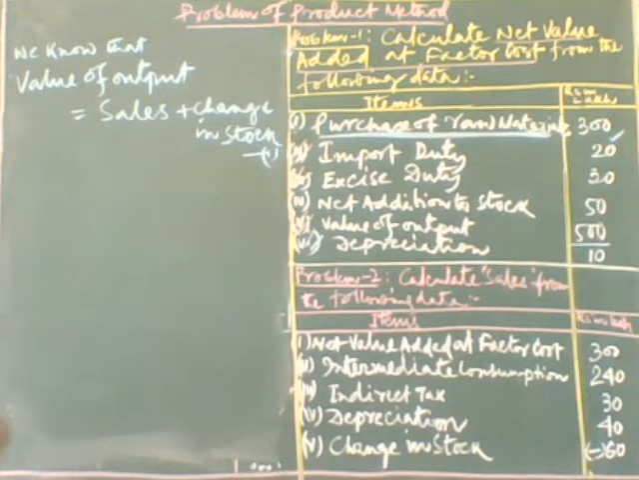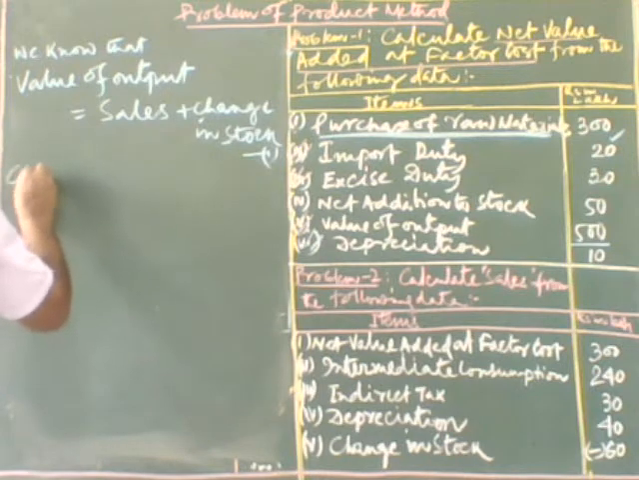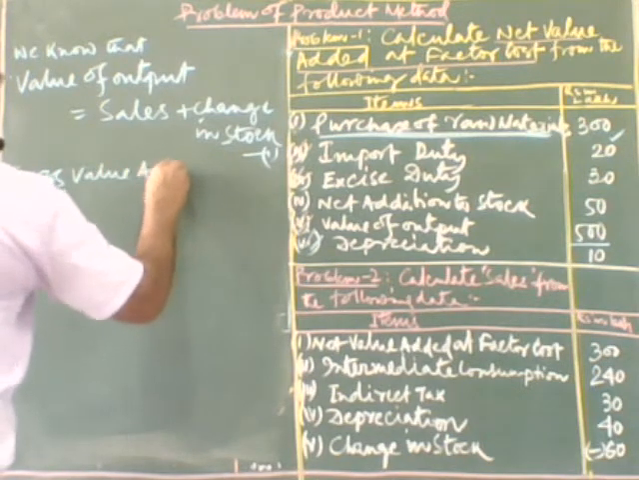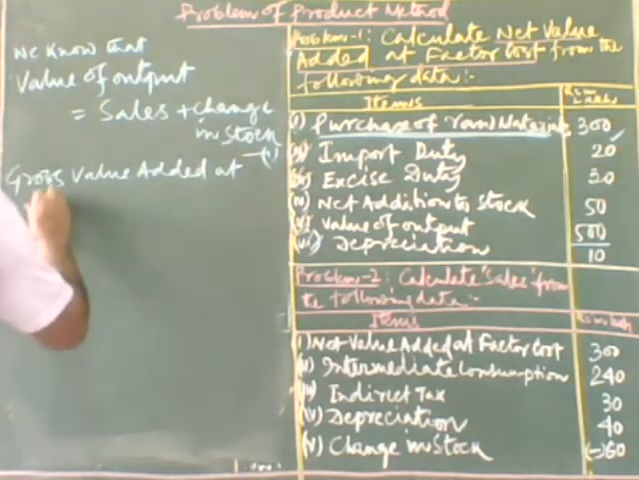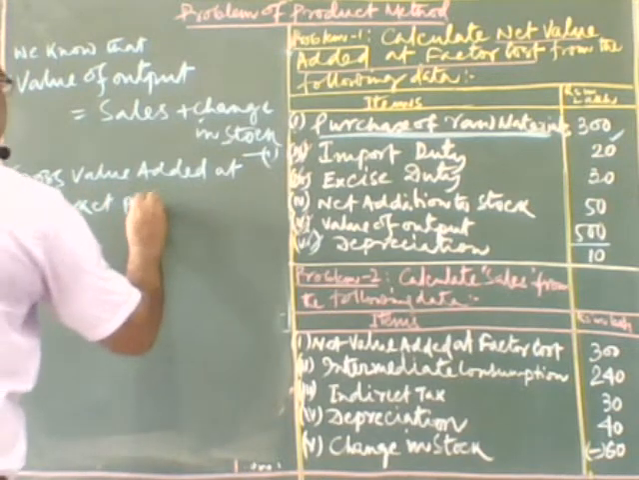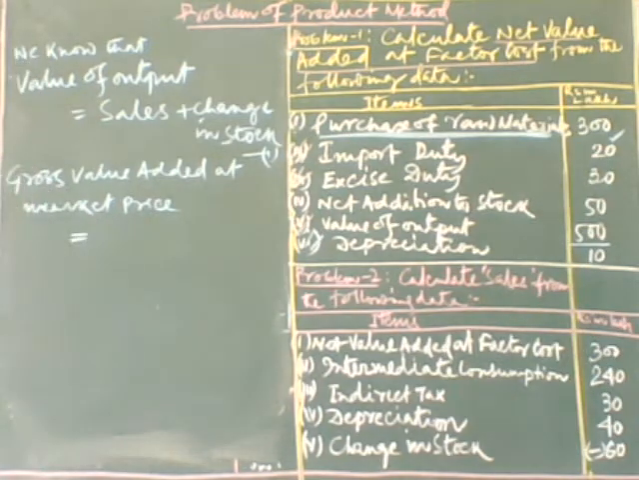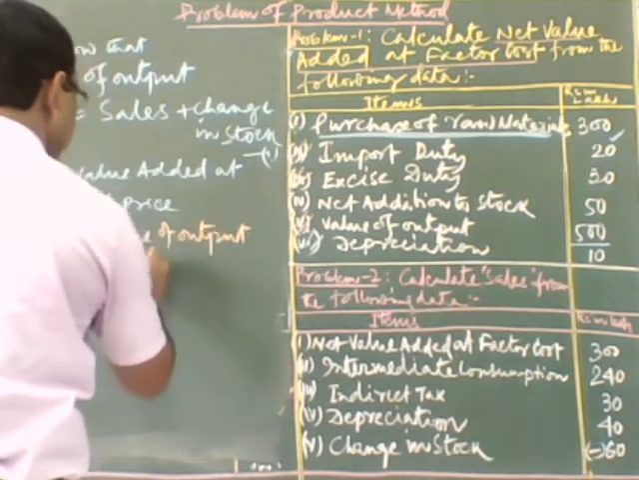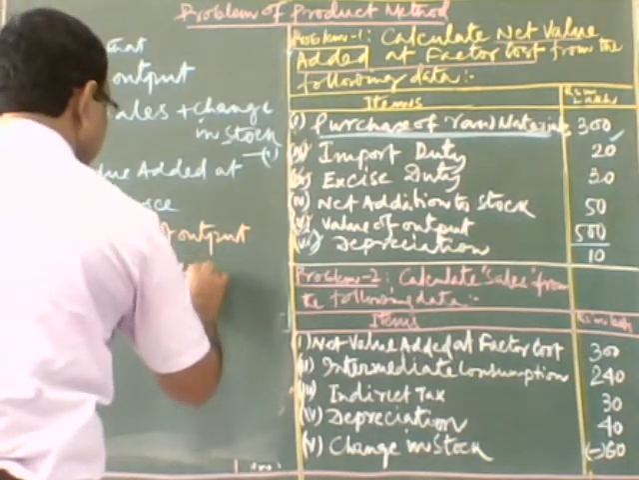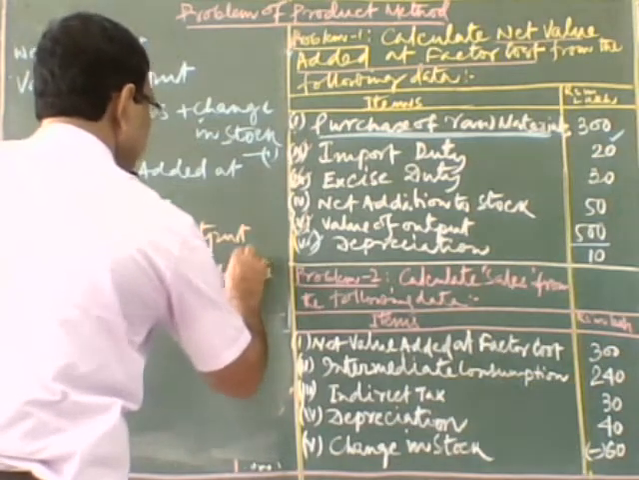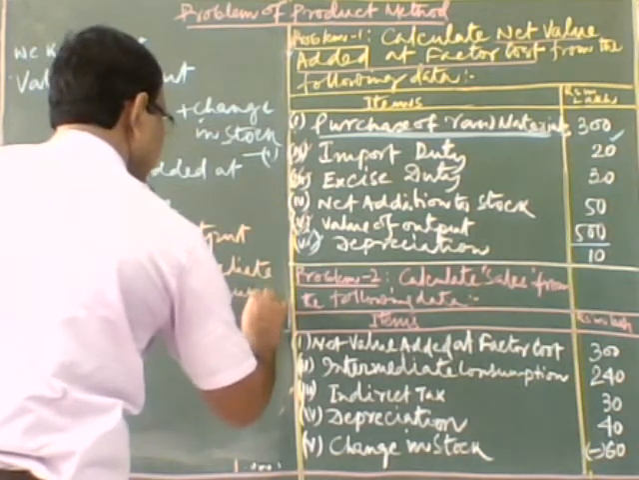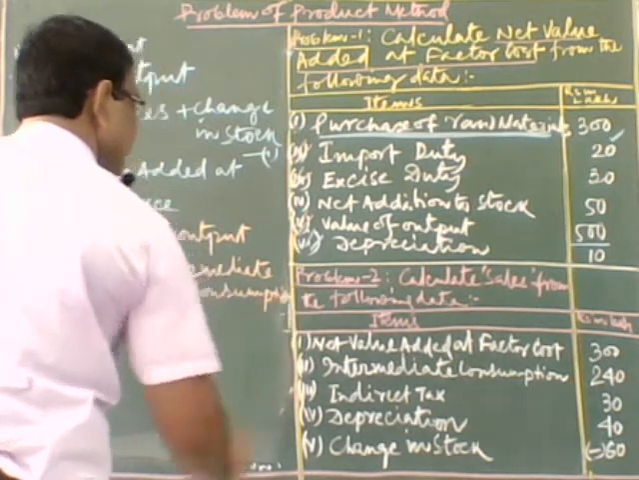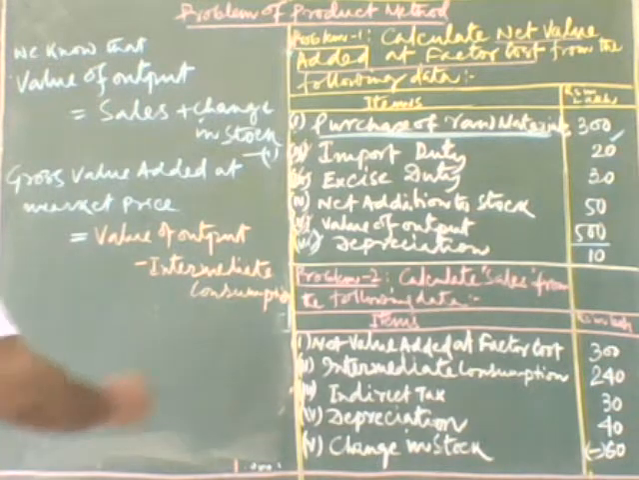And value added, that means gross value added at market price, is equal to value of output minus intermediate consumption. This is number 2 formula.